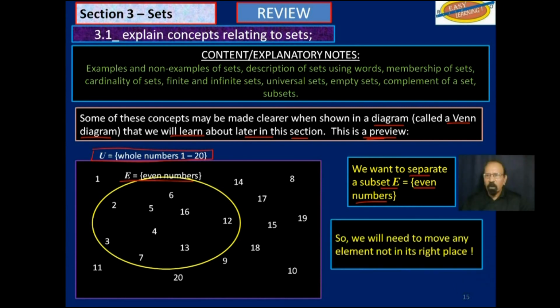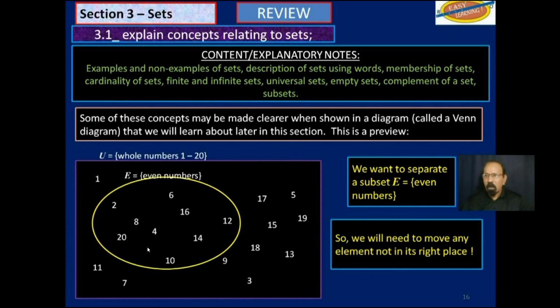and outside you have numbers that are even. So what we will do, we will need to move the elements that are not in the right place and put them in the right place. So let's remove 5 from in there, and then 3, and then 13, and of course 7. Okay, so what remains here are even numbers between 1 to 20, but we also have some even numbers on the outside, so we have to take those and put them in here. So 8 goes in there, 14 in there, 10 in there, 20 in there, and 18. And I think that is it.